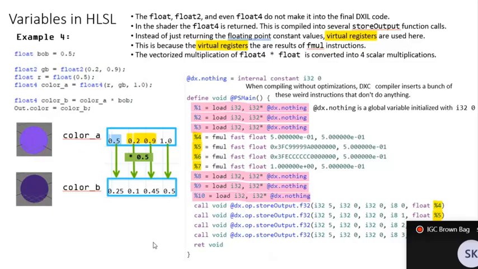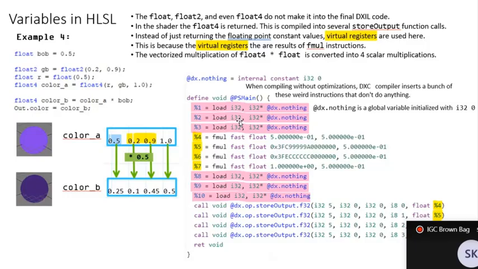Now, when compiling without optimization, the DX compiler inserts a bunch of weird instructions that don't do anything. dx.nothing is a global variable initialized with i32 0. So these instructions are loading the i32 0 value from that global variable, and the virtual registers are never used again in the code. These instructions seem to be a no-op, meaning no operation.